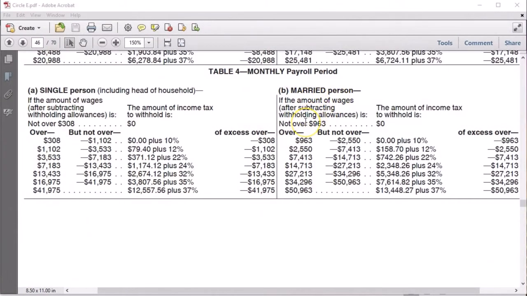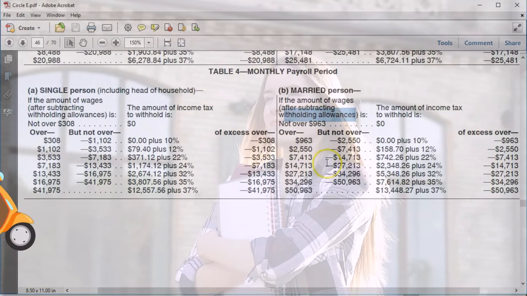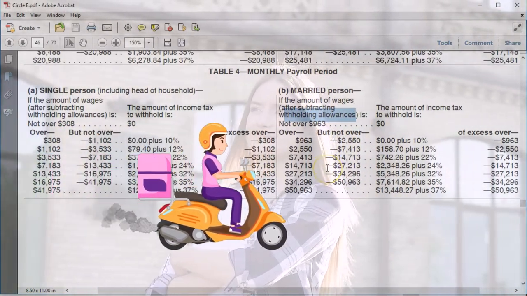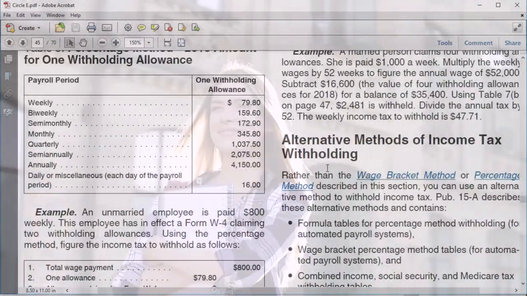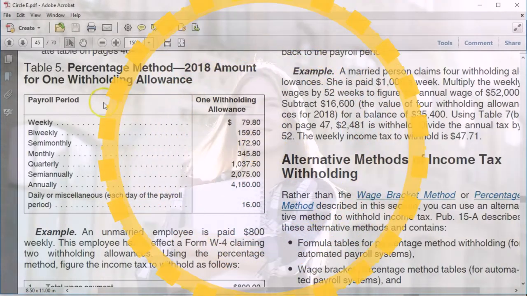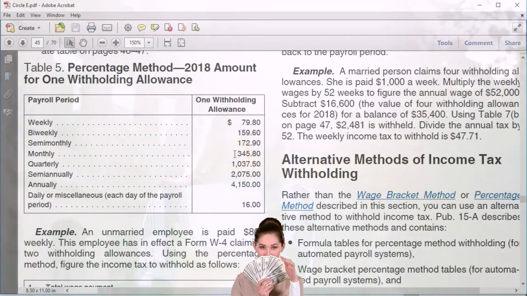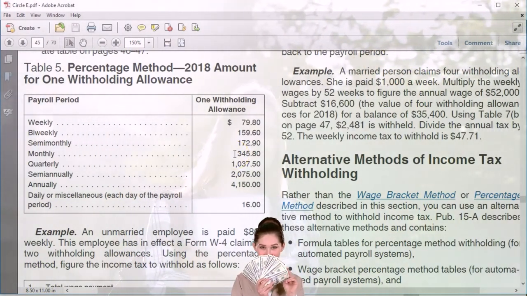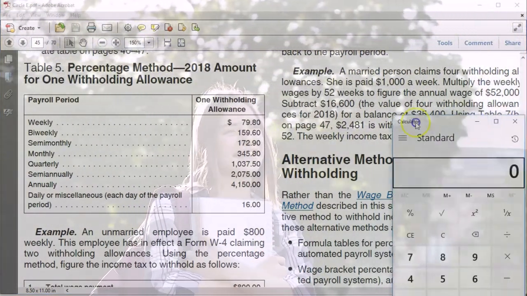So if we read through this, it says if the amount of wages after subtracting withholdings and allowances is not over. So this is kind of the key term here, after subtracting withholdings and allowances. What is that? In order to do this method, we have to go and find what they give us for the withholding and allowances. So if we scroll up top, we'll see that information given here. What we're looking for is the percentage method amount for withholding allowances. And we have a monthly of the 345.80. So the 345.80, she has three allowances that we got from her W-4.